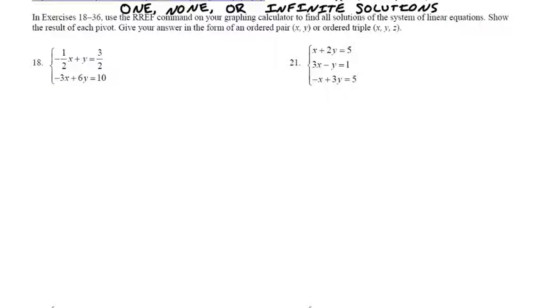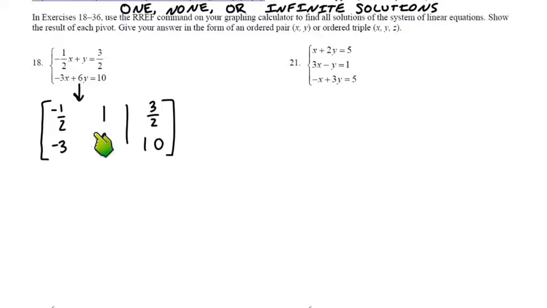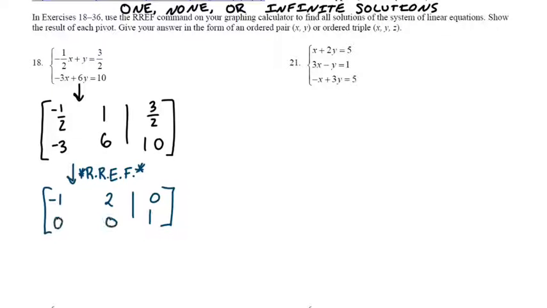We've been doing this the past couple lessons. I'm going to start with just putting this into an augmented matrix. I've got my coefficients here, and then my answer column over here. Then I'm going to type that into my calculator for matrix A, and run the RREF command on that matrix. The resulting matrix looks something like this from my calculator. The first row is negative 1, 2, 0. The second row is 0, 0, 1.